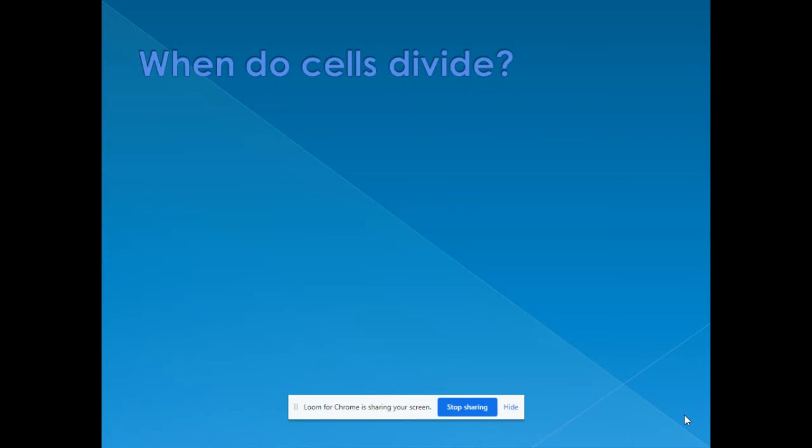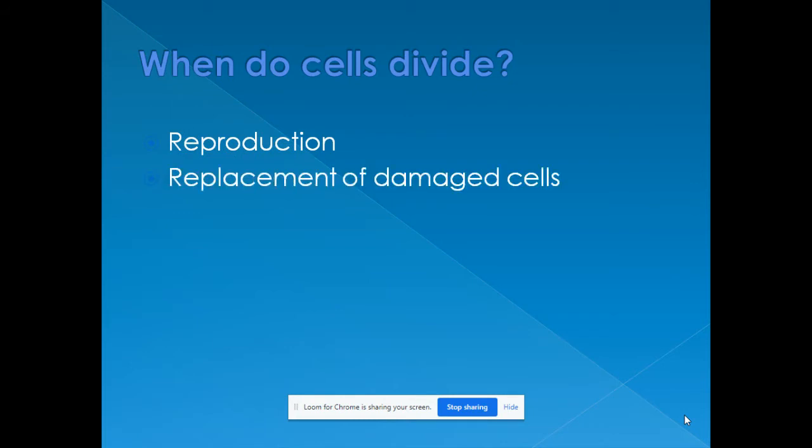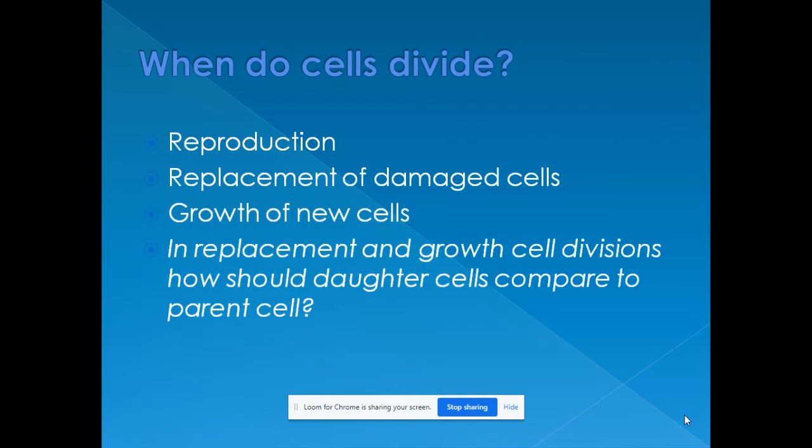The next question that's important to understand is, when do cells divide? Well, they divide for reproduction, for replacement of damaged cells, and for growth of new cells. And in replacement and growth cell divisions, how should daughter cells compare to the parent cell? I believe it's important to highlight that when cells divide, they make identical cells.